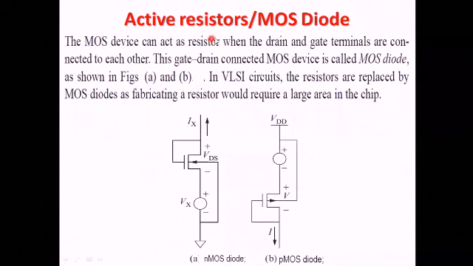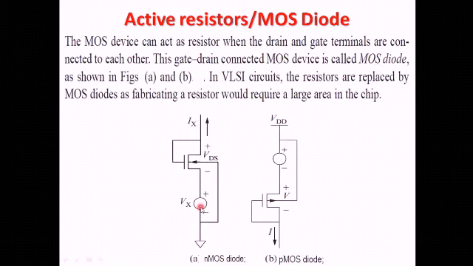Next is the active resistor or the MOS diode. Now the MOS device can act as a resistor when the drain and the gate terminals are connected to each other. You can see that here in both the diagrams, the gate and the drain terminals are connected to each other. This is the connection, and again this is the connection. This is for the NMOS diode and this is for the PMOS diode. Now you can see that the gate-drain connection of the MOSFET is known as the MOS diode.